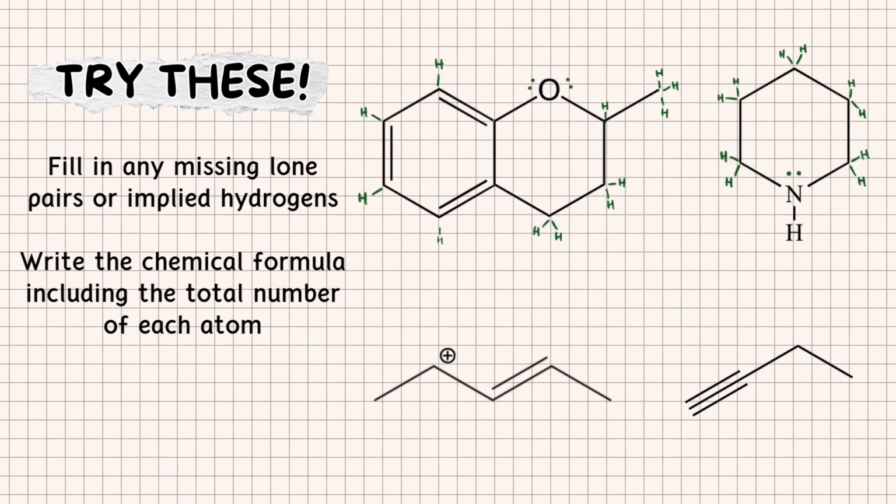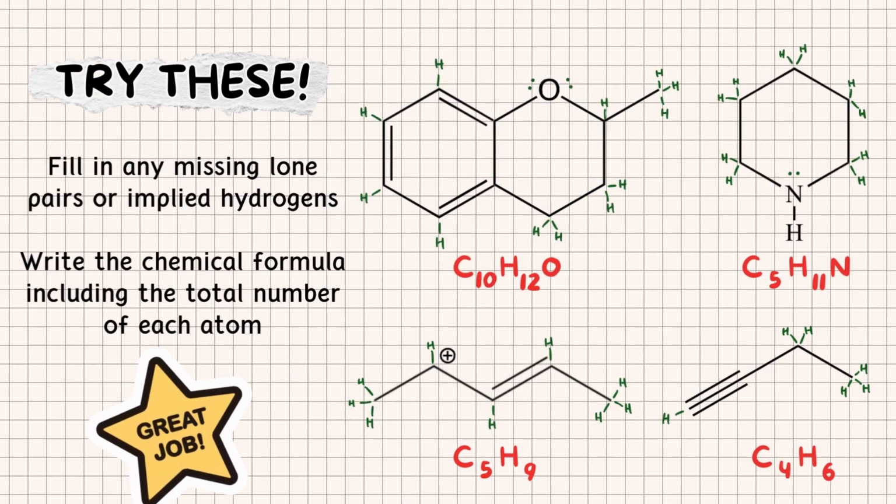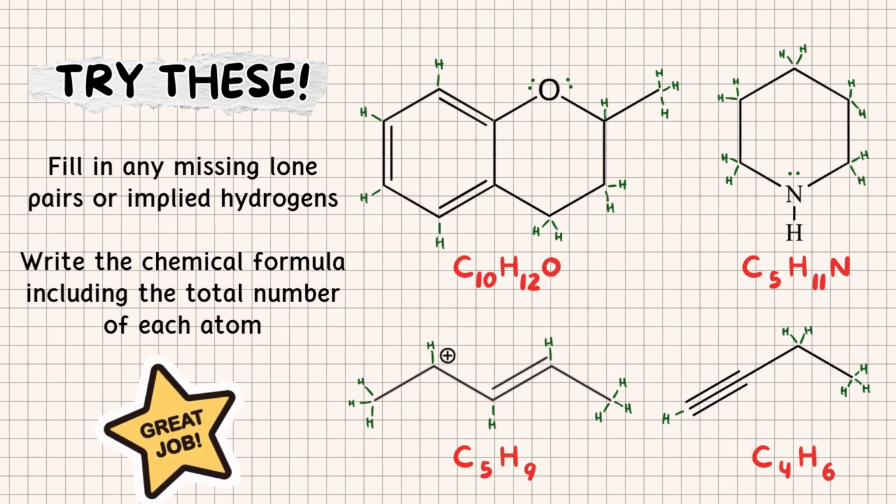Alright, you ready? Well, there you have it. Check over your answers and let me know how you did. All your carbons have their 4 lines, except that positive one on the bottom, and all your lone pairs are accounted for, so looks like we're all good.